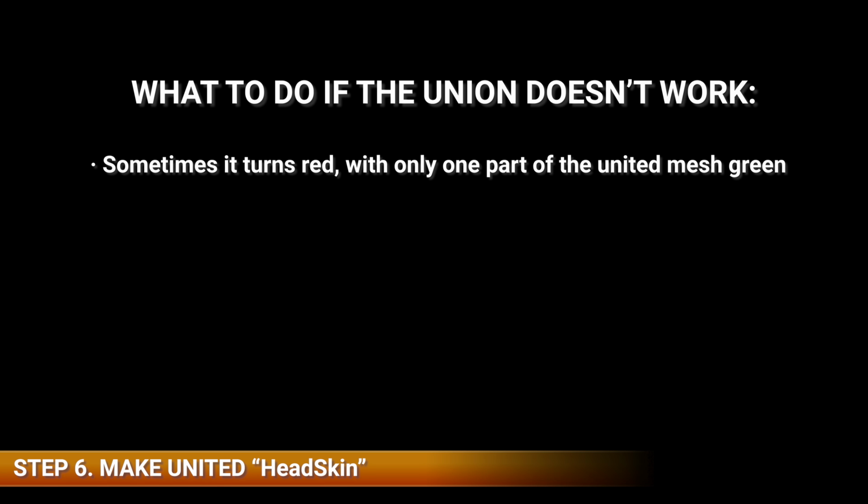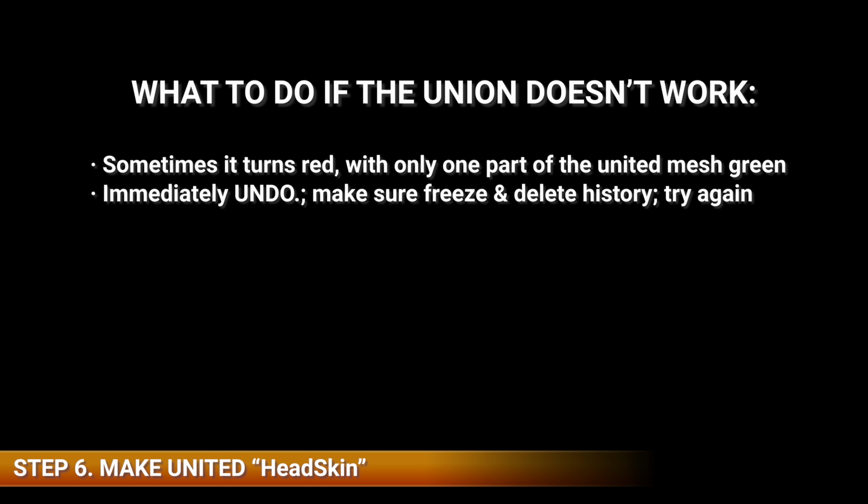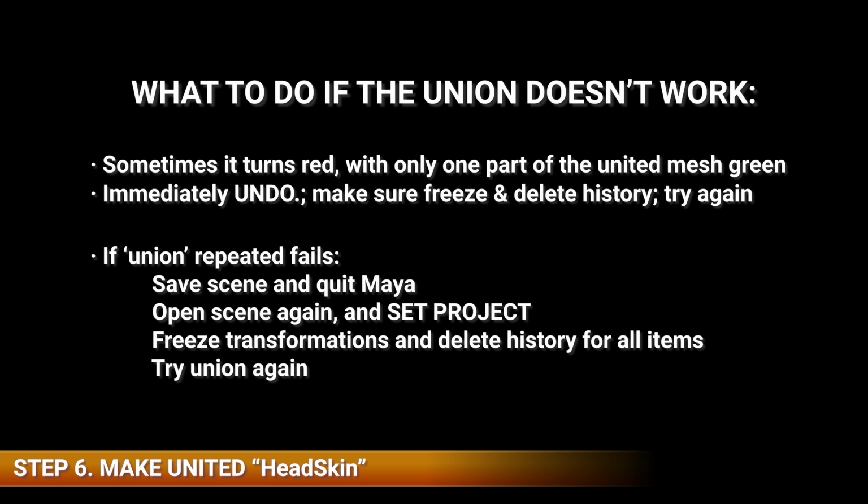Sometimes your mesh turns red and one item as part of the union turns green. In that case, we want to just undo, and I just tend to make sure that the main mesh and the thing that you're adding both have their histories deleted and then try again. And if that doesn't work, I'd suggest saving everything, quitting out of Maya, and then reopening your scene file.